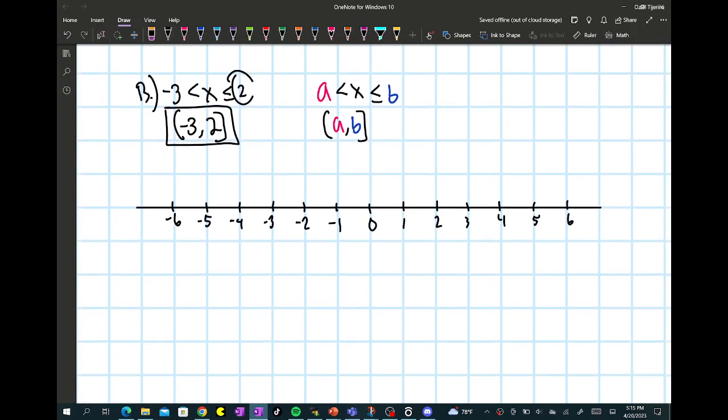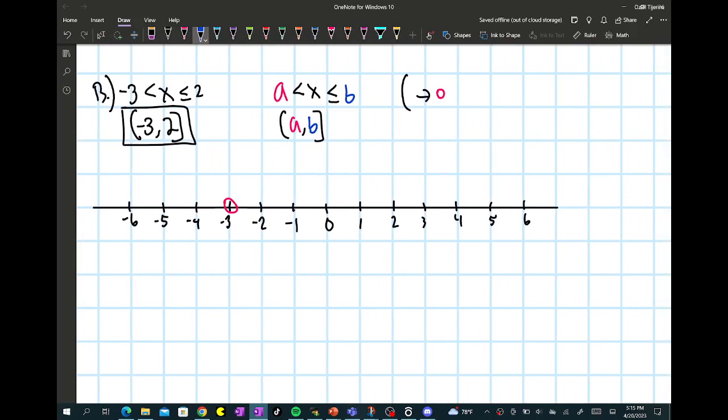Now to actually graph this, we would put an open circle. Remember, parentheses means open circle. So we're going to put an open circle at -3, and then we're going to put a closed circle, a filled-in dot, at 2. So we're going to put 2 right here, because this implies bracket and this implies parentheses. Now all you have to do is shade in between, so we're just going to shade in between.